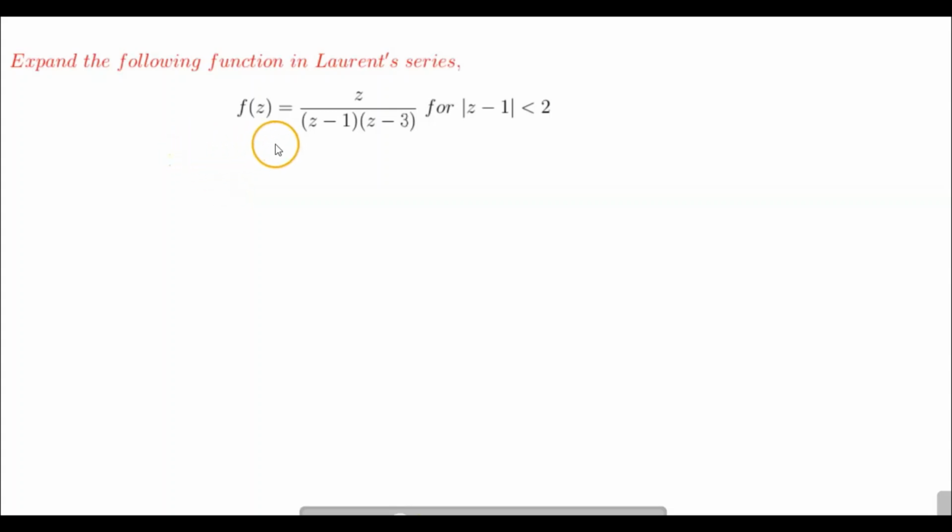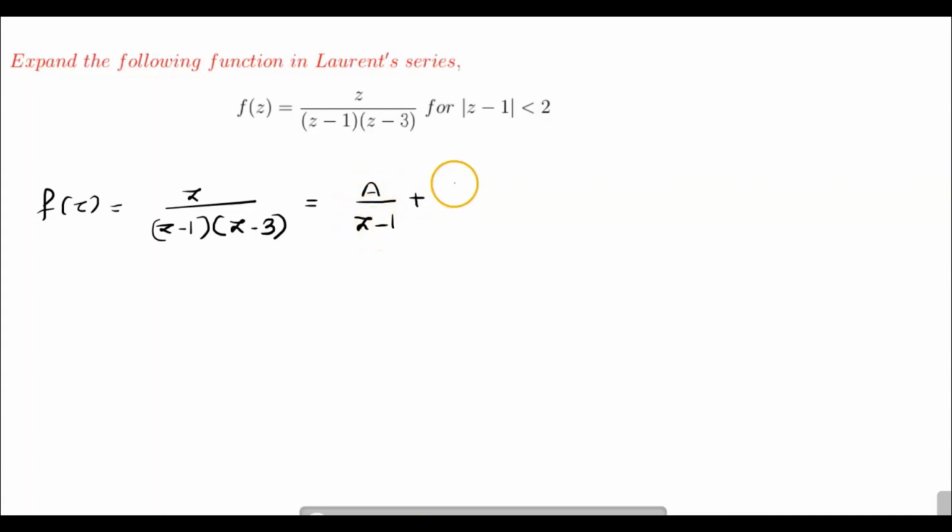Expand the following function in Laurent's series. F of z is equal to z by (z minus 1) into (z minus 3) for mod z minus 1 less than 2. First of all, we have f of z is equal to z divided by (z minus 1) into (z minus 3). We want to write it in the form a by (z minus 1) plus b by (z minus 3).